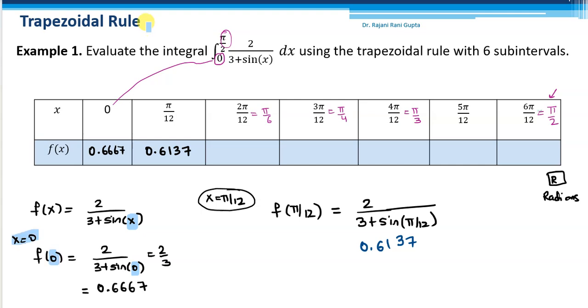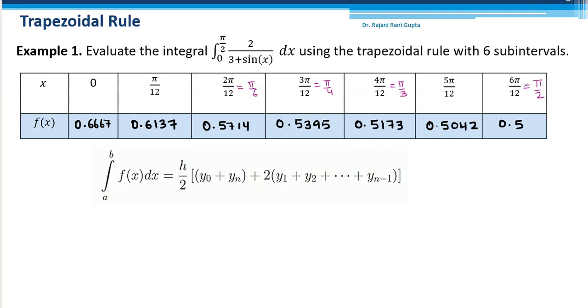So in the same way, what you have to do, like what we did, when we replaced x by 0, we replaced just this value of x. When we replace x by pi by 12, we replace just this 2 divided by 3 plus sine. These things remain the same. You just change the angle. Same thing you have to do for pi by 6, pi by 4, pi by 3, 5 pi by 12, and 6 pi by 12 or pi by 2. So when you do all this, what values will you get? Let me fill the table. Similarly, here you have 0.5173, 0.5042, and here 0.5. Okay?